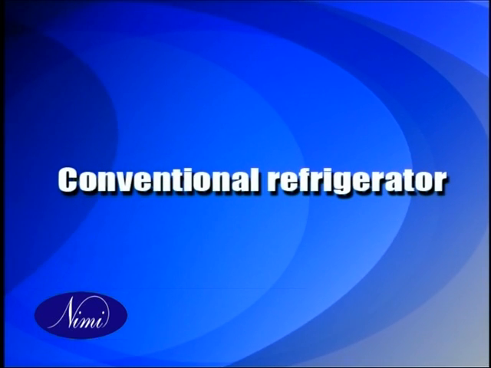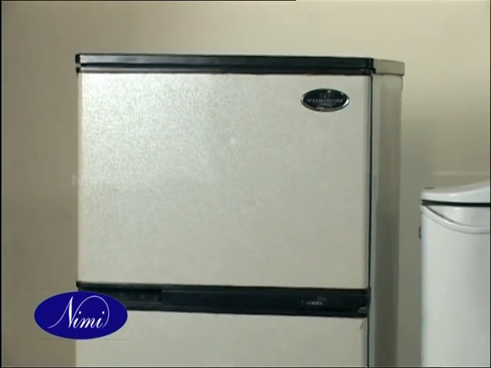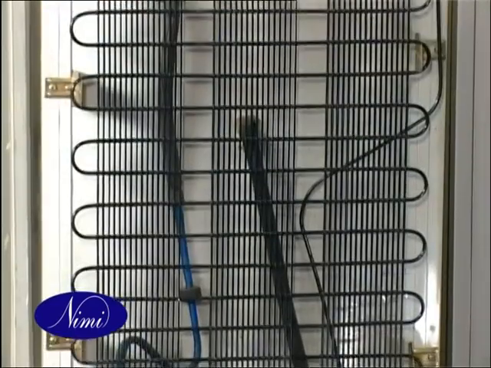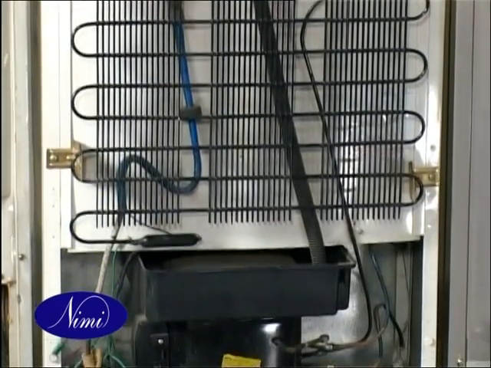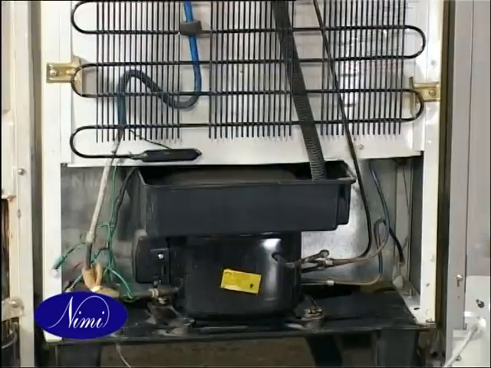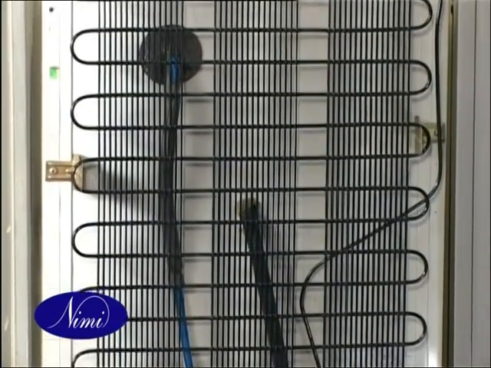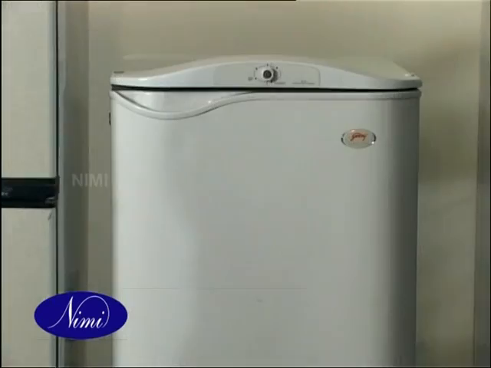Conventional refrigerator. Conventional refrigerators are usually manufactured in different capacities and are normally equipped with hermetically sealed compressor and condenser units. The operation of refrigeration system works on vapor compression cycle system.